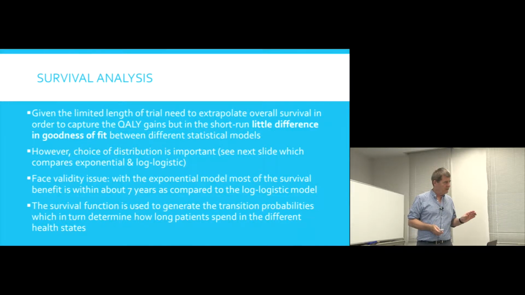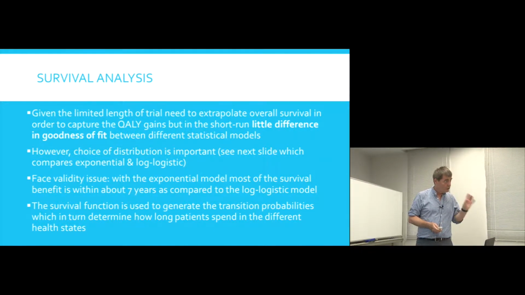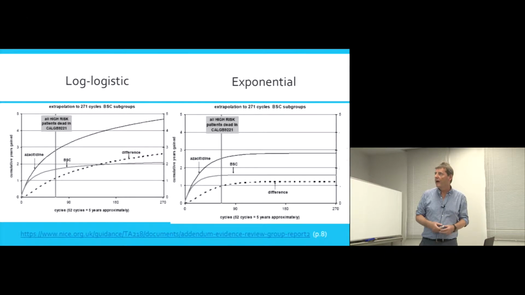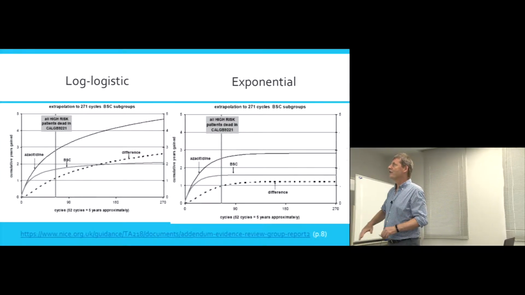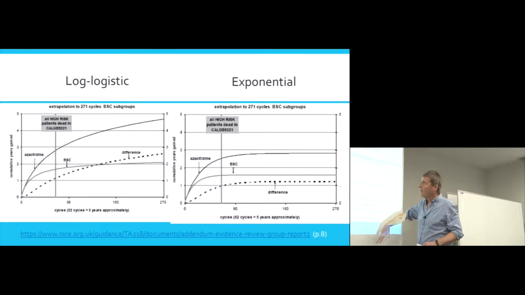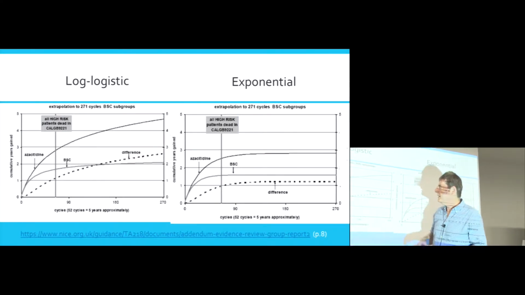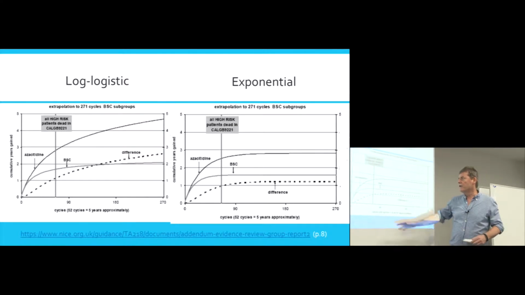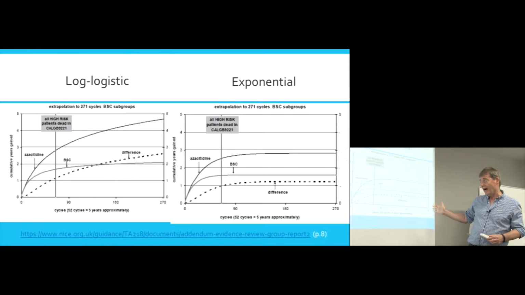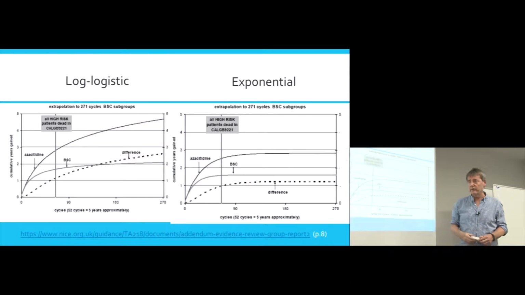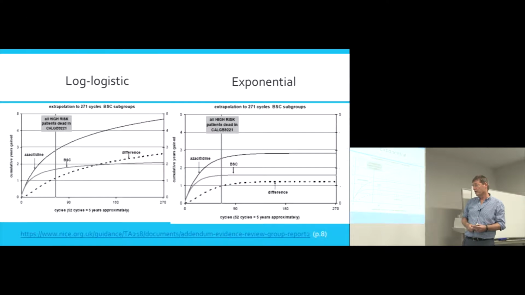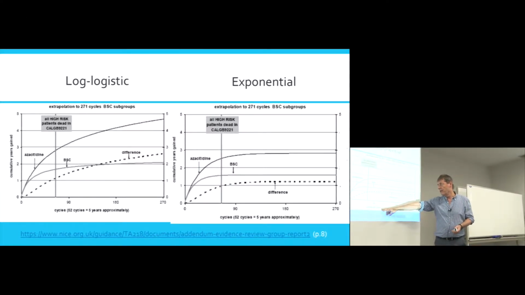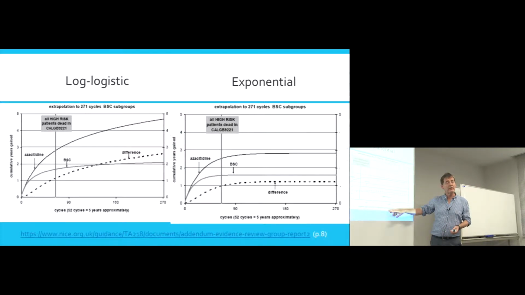They start with the same data, the trial data, the observation of what happened during the trial to these patients, and then they predict what happens next. Now this looks complicated, but it's not nearly as complicated as it looks. First of all, exponential model on this side and log logistic on the left-hand side. Along the horizontal, we're measuring time. It's measured in terms of cycles of the model, and roughly speaking in this model, 52 cycles is equivalent to about 5 years.